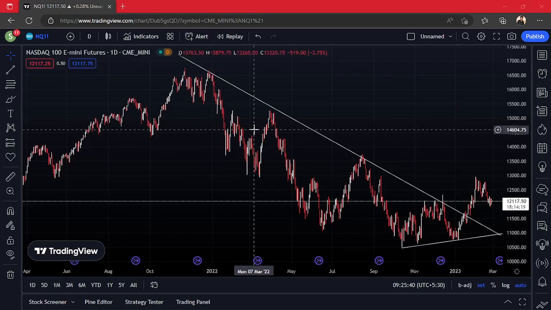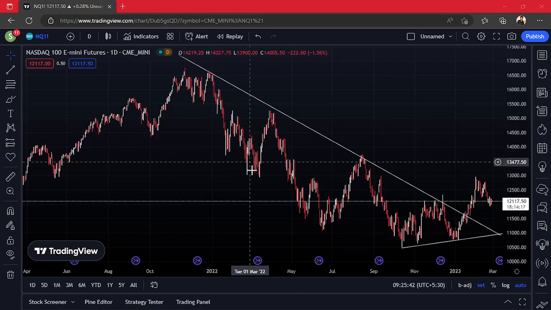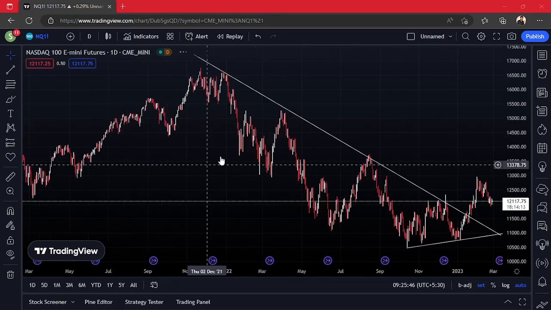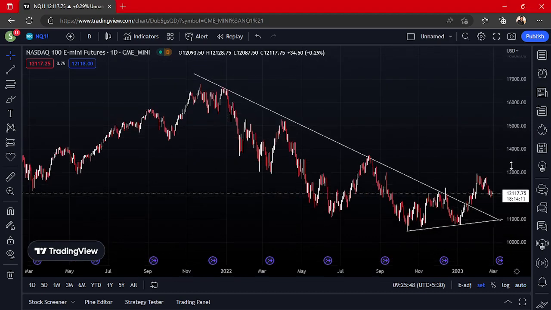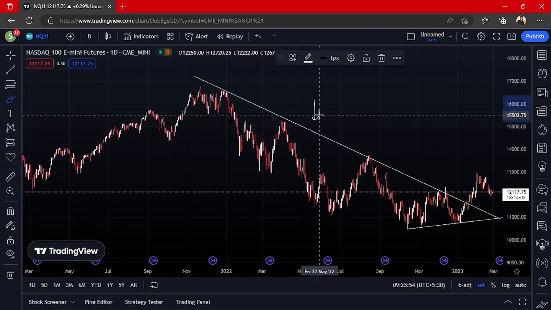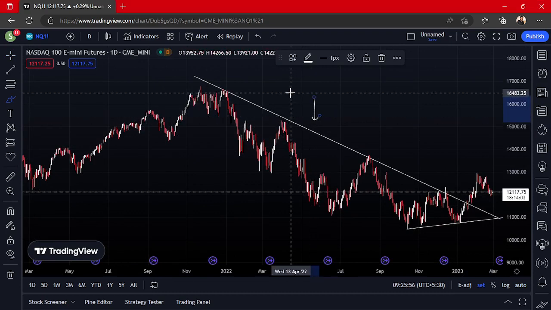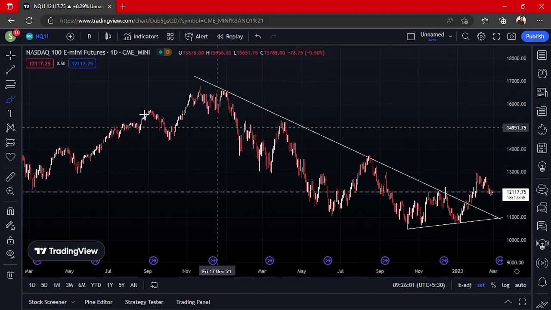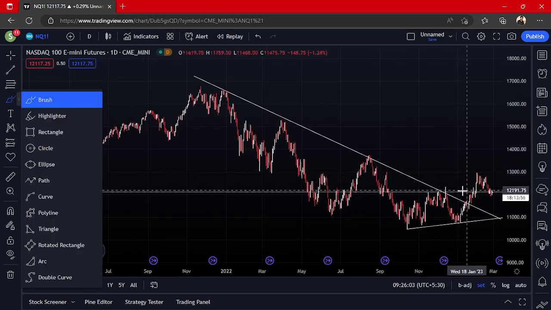This is the chart of Nasdaq 100 E-mini futures, 1 day time frame. Let's go ahead and see what's happening in the market right now. So this particular trend line that we see here, it's a long-standing downward trend line which eventually has broken now. If you see it here, it broke out.